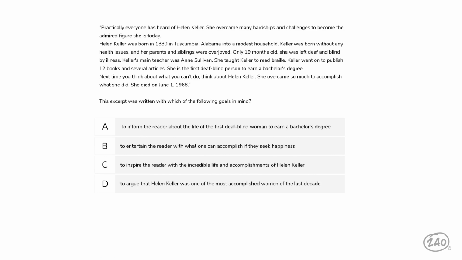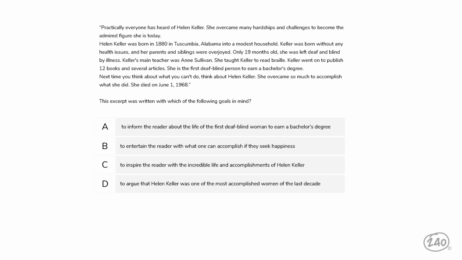Practically everyone has heard of Helen Keller. She overcame many hardships and challenges to become the admired figure she is today. Helen Keller was born in 1880 in Tuscumbia, Alabama, into a modest household. Keller was born without any health issues, and her parents and siblings were overjoyed. Only 19 months old, she was left deaf and blind by illness. Keller's main teacher was Anne Sullivan. She taught Keller to read Braille. Keller went on to publish 12 books and several articles.